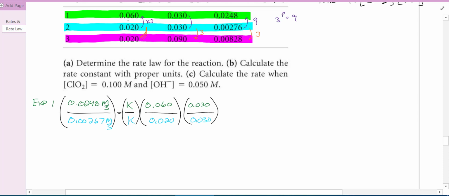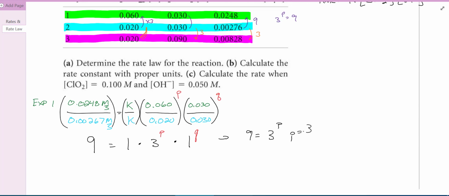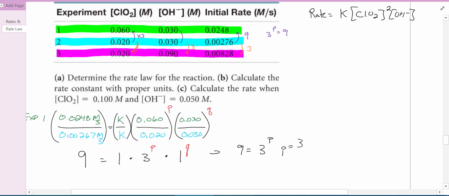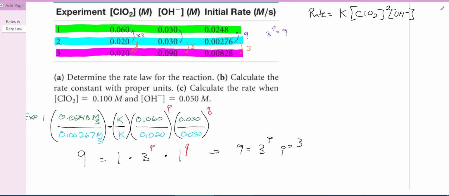And we had P and Q there. So if we do this math, I get 9 equals 1 times 3 to the P power times 1 to the Q power, which then simplifies to 9 equals 3 to the P power, so P equals 2. So that's how we do it the long way. Either way works for me. Now calculate the rate constant with the proper units. Doesn't matter what we use. I'll use the green. Why not?